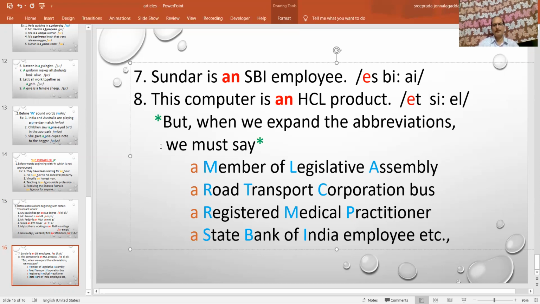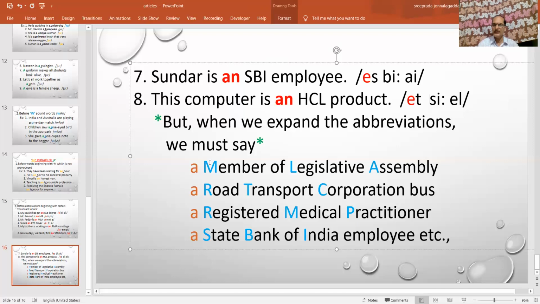But remember one thing. As far as we use these words as abbreviations, since they begin with a vowel sound, we are using an. But when we expand these abbreviations, that means when you read out the separate words in these abbreviations, we should not use an. Look at these examples. MLA, an MLA you should say. But when you expand that abbreviation, what should you say? A member of legislative assembly.